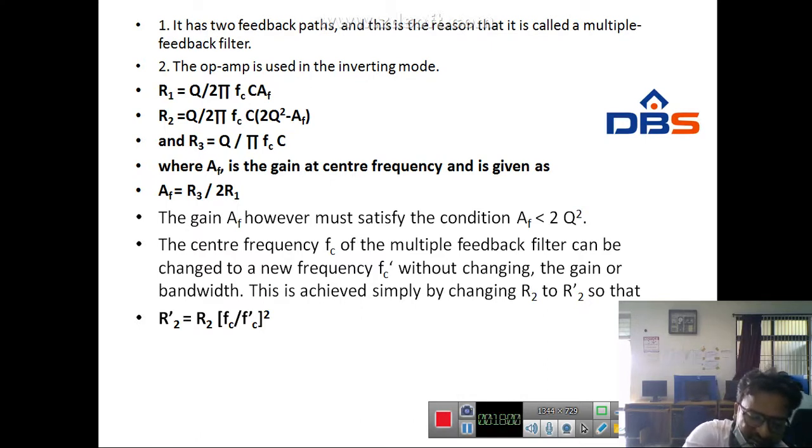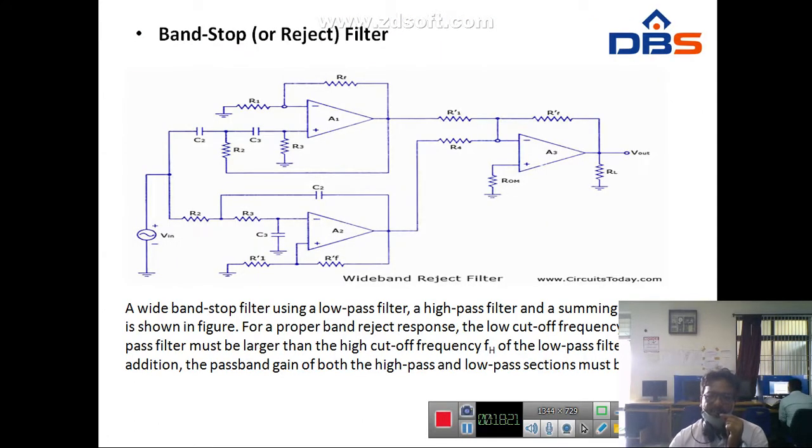By using that we will get a Q factor greater than 10. So the quality factor Q will be greater than 10, and then it acts as a narrow band pass filter. So next one, band stop or band reject filter.